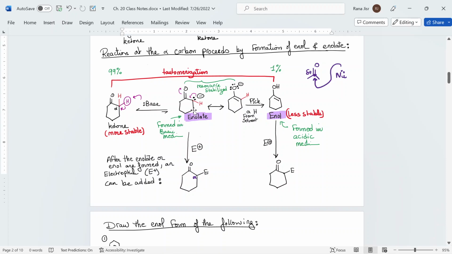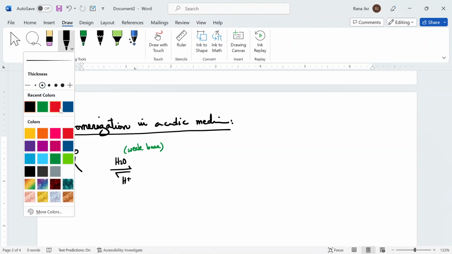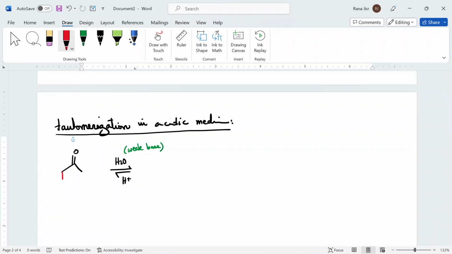Now, the process by which you form the enolate and the enol, we said this is called tautomerization. And tautomerization happens in two mediums. It happens in an acidic medium and in a basic medium. So let's start with the acidic medium. We're doing tautomerization with water in the presence of an H plus. Right now, water is our weak, neutral base. And we do have an alpha acidic hydrogen over here.